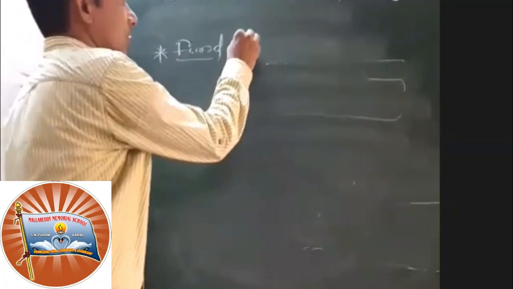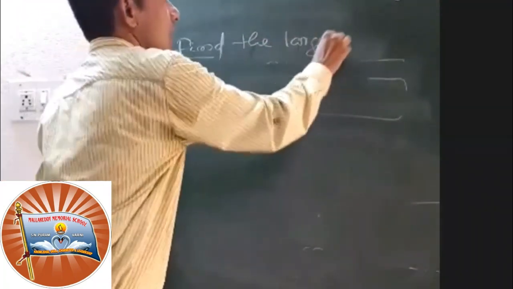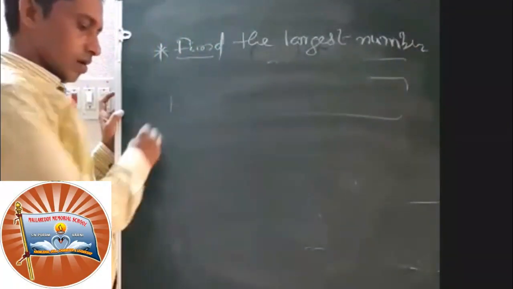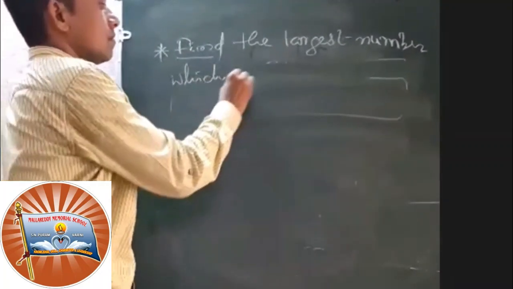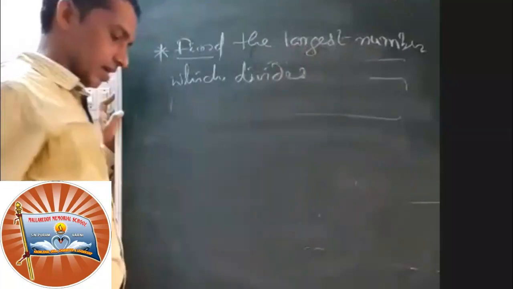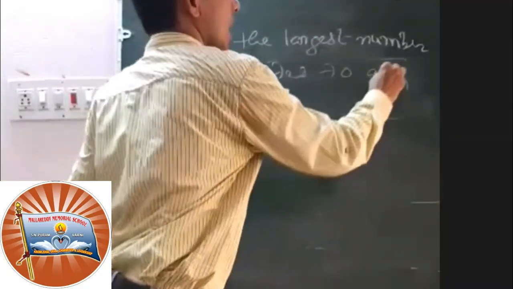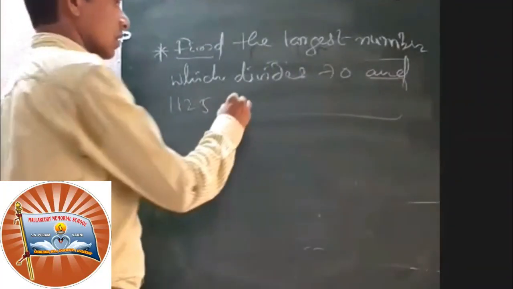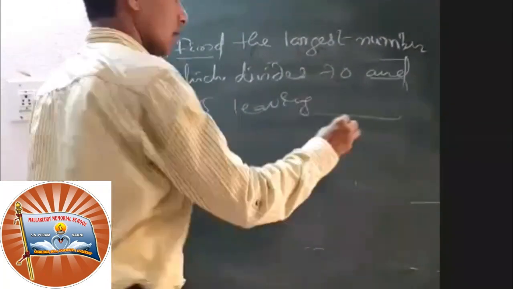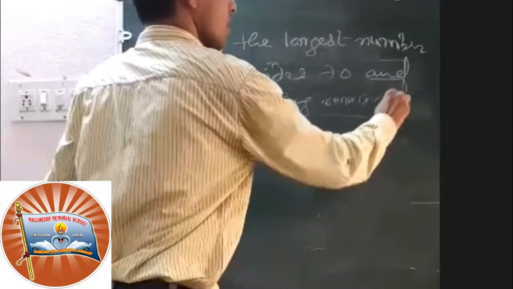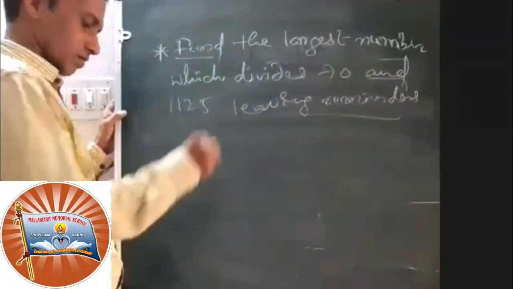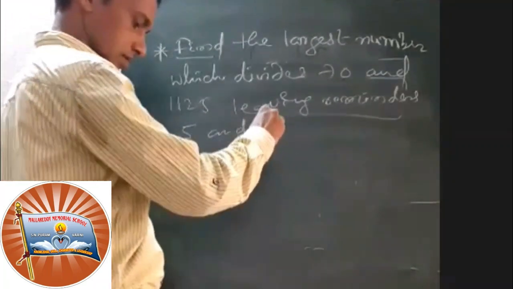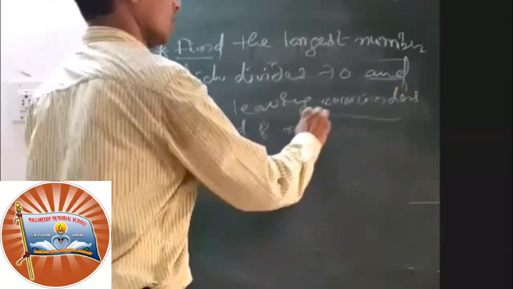Find the largest number which divides 70 and 125, leaving remainders 5 and 8 respectively.